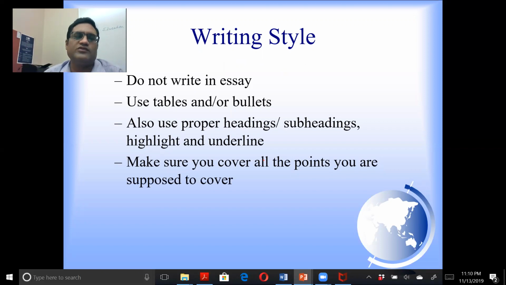And there is something called the Zeigarnik effect. You could look it up online. What that says is that in this day and age, people don't read everything. They just focus on things that are in bullets or highlights. So you want to make sure that you write things in that format, bullets and tables, which are much easier for people to compare things and understand. And make sure you cover all the important points, whatever you're supposed to cover.